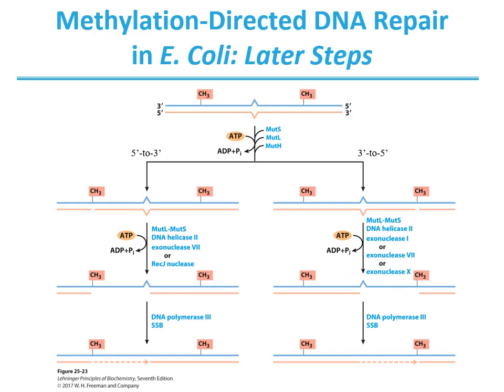Methylation-directed mismatch repair in E. coli, the latter steps. The combined action of DNA helicase II, SSB, and one of 4 different exonucleases removes a segment of the new strand between the MutH cleavage site and a point just beyond the mismatch. The exonuclease that is used depends on the location of the cleavage site relative to the mismatch, as shown by the alternative pathways here. The resulting gap is filled in, shown by dashed lines, by DNA polymerase III, and the nick is sealed by DNA ligase.